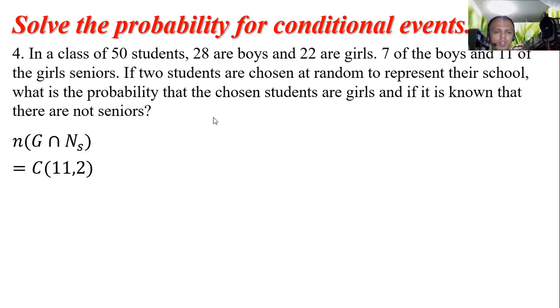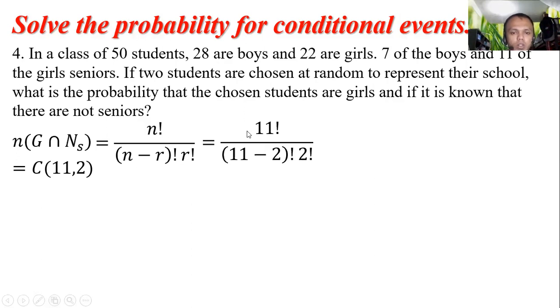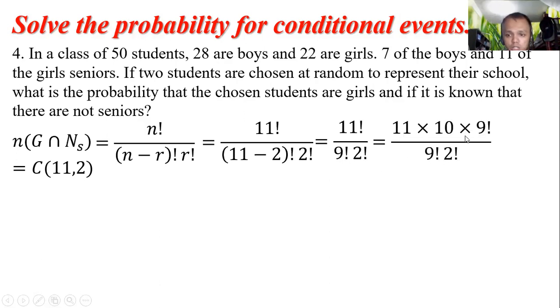Wait. Tama, 11. Okay, balikan natin tong problem. Kung 22 yung girls, 11 doon are seniors, ilan yung hindi senior? Then 11 din. Kaya combination of 11 and 2 yan. Now, let us use the combination method. Substitute your n to 11, your r to 2. 11 minus 2, that is 9. Then we have 11 factorial over by 9 factorial times 2 factorial. Expand natin, cancel out yung 9 factorial. 11 times 10, we have 110 divided by 2 is equal to 55. So yung intersection natin is 55.